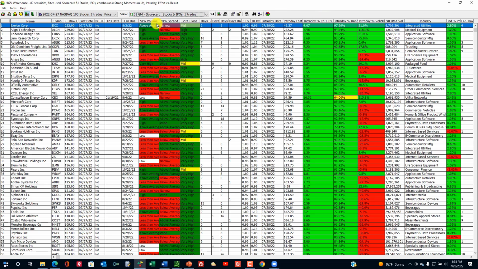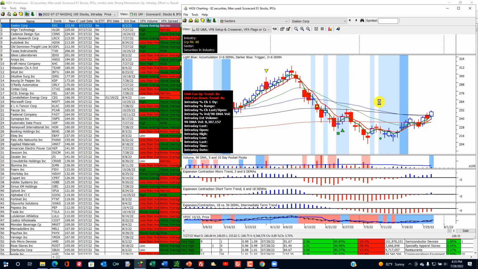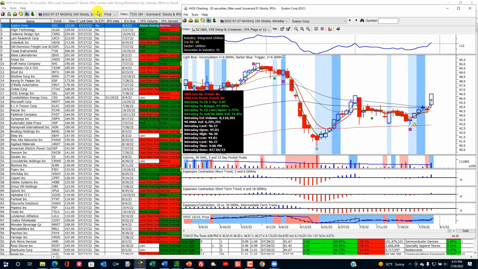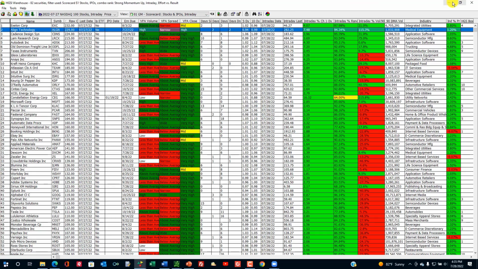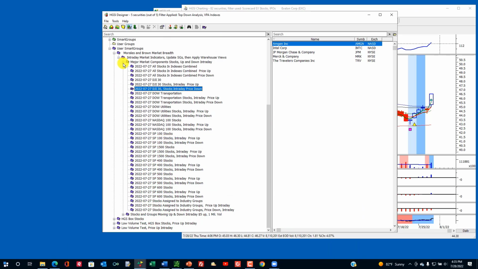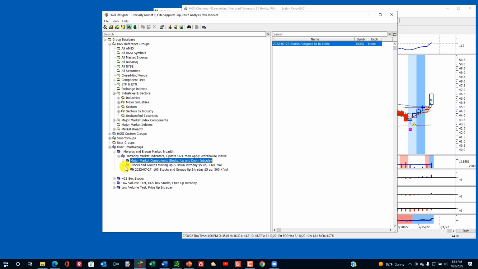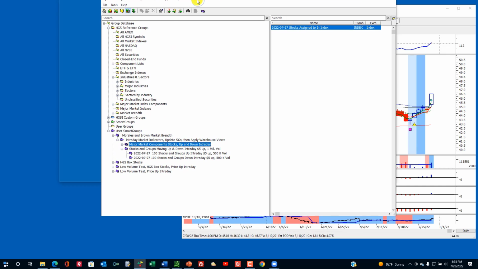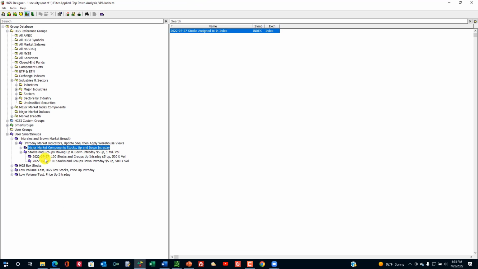This is the intraday view, and this combo ranking, I call it effort versus result, and it takes the price and the volume, and it drives the best stocks to the top of the list. So you can come in here and just see what these stocks are doing. Okay, that's one thing you can do with this breadth, and I use that quite a bit. These are stocks and groups moving up and down intraday.